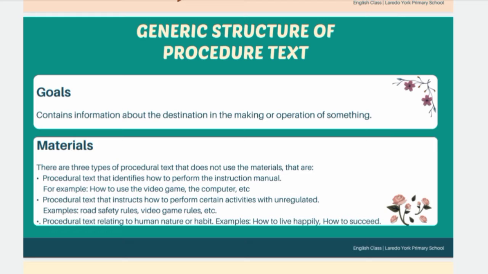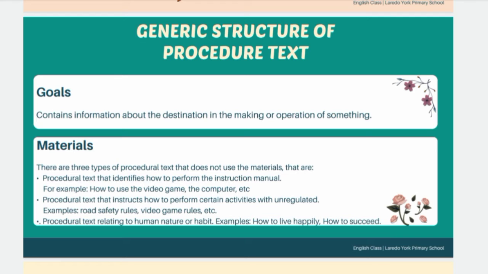Okay, the procedure text has two types. The first is procedure text that has a material in it. And the last one is procedure text that does not use the material. There are three types of procedural text that do not use the material. First is procedural text that identifies how to perform the instruction manual. For example, how to use the video game, the computer, etc.